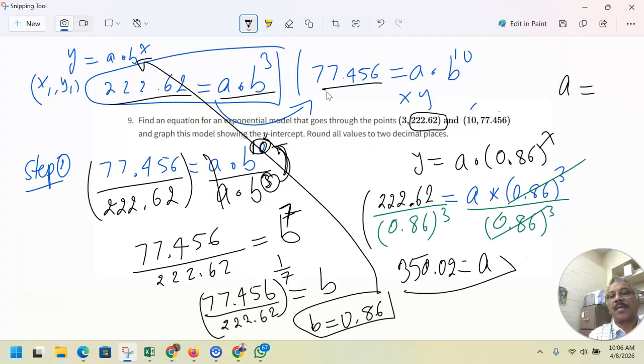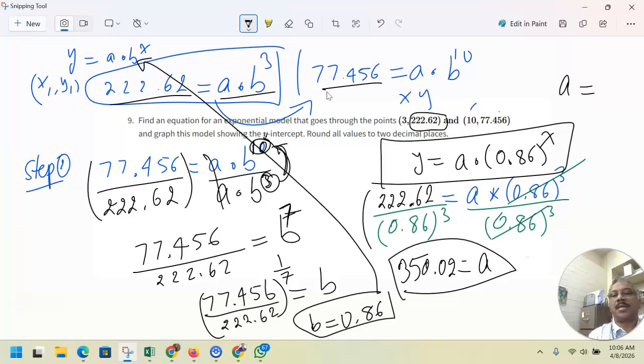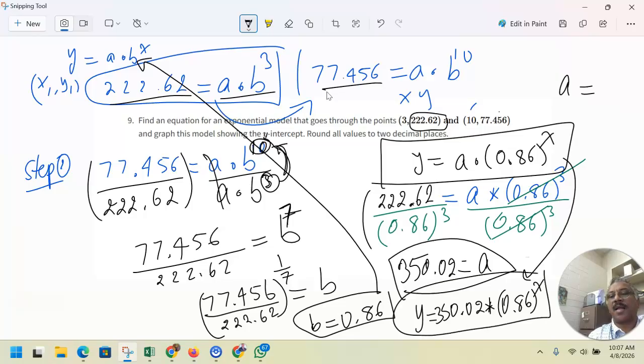So this is your value, 0.02. Eventually, this was our equation, and now that equation changes to y equals 350.02 times 0.86 raised to x. So this is the final answer. And if you want to graph this on Desmos or the calculator, you can do this.